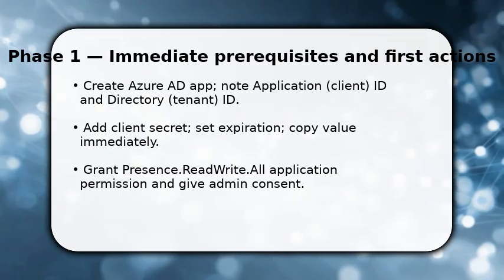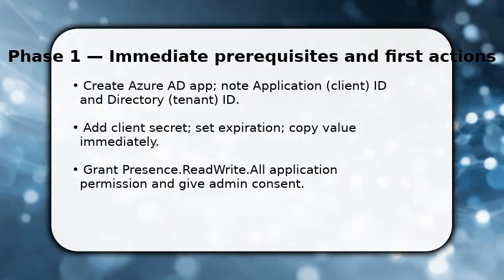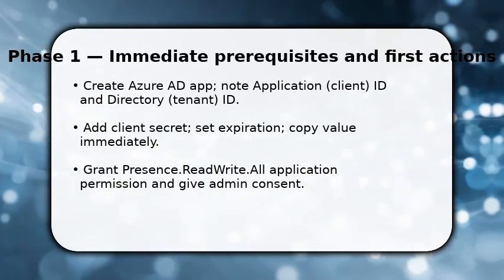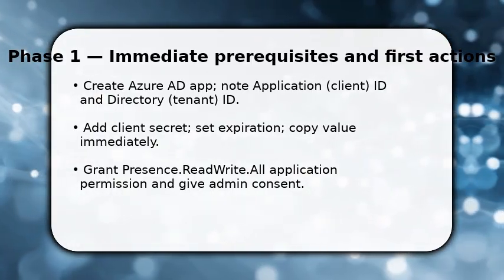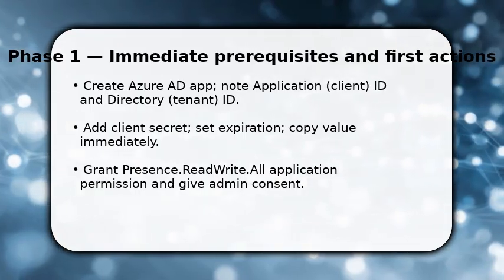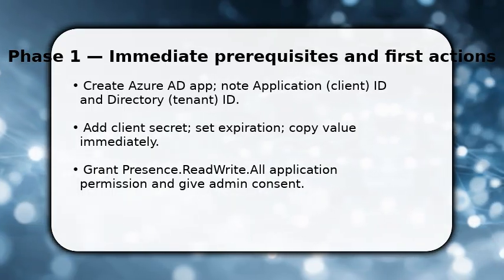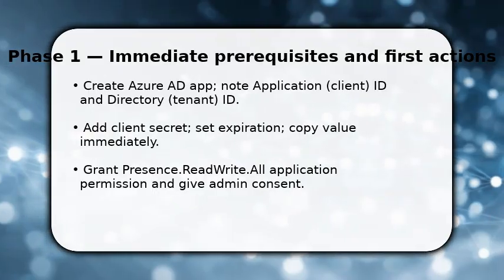You start by registering an Azure AD application and granting it the presence permission. Once done, copy the client ID, tenant ID, and the client secret. You will need them for authentication. Make sure an admin provides consent for presence. Read-write. Also, the app can update presence without a user interactive sign-in.